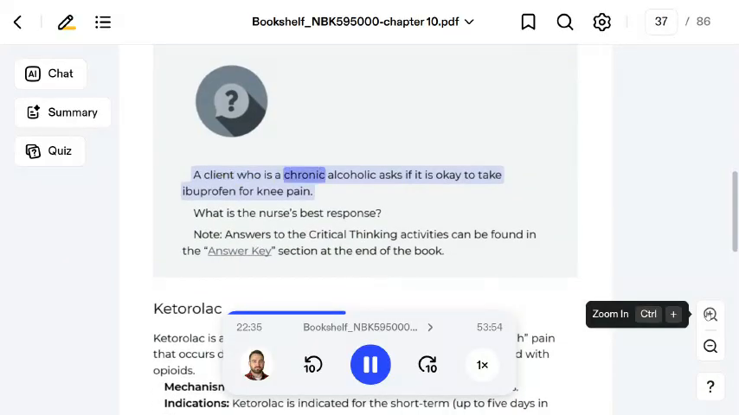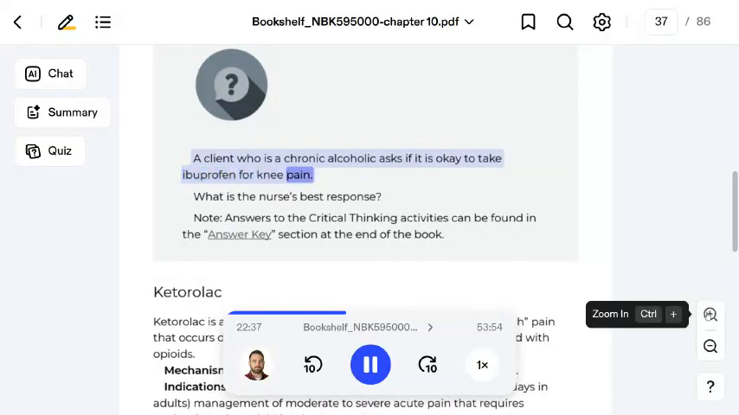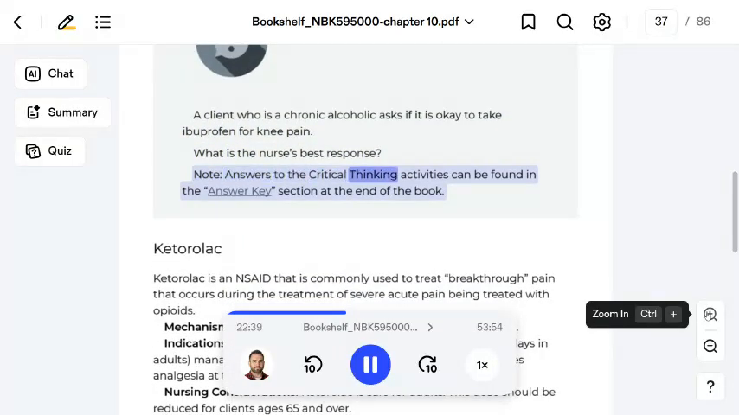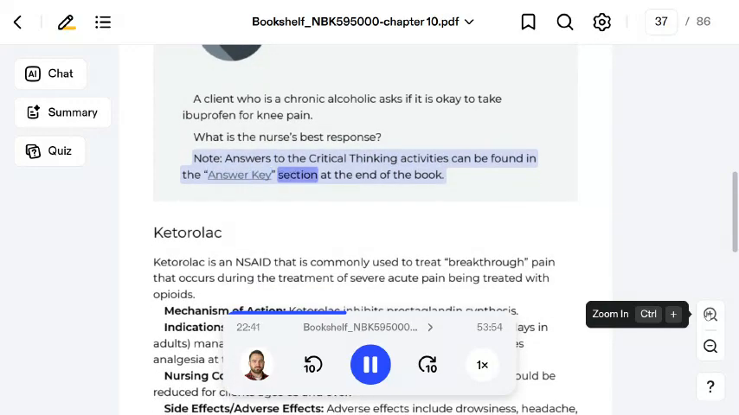A client who is a chronic alcoholic asks if it is okay to take ibuprofen for knee pain. What is the nurse's best response? Note: answers to the critical thinking activities can be found in the answer key section at the end of the book.